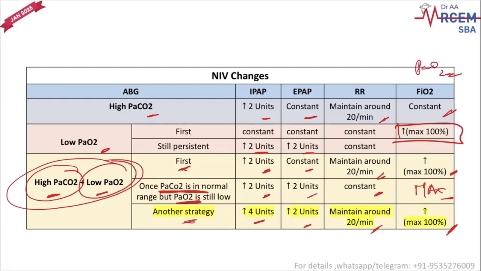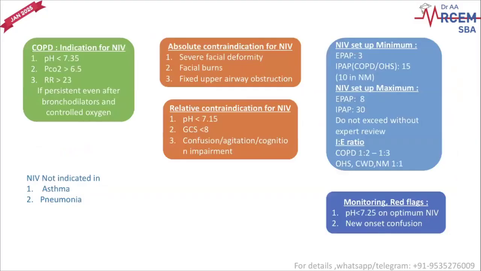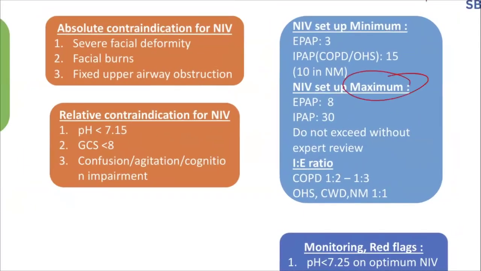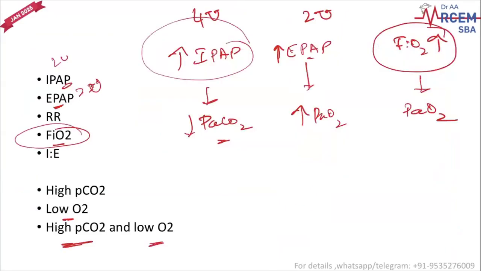These findings are important. One more thing: do not start at very maximum settings. NIV maximum settings, you shouldn't start with. You should always start with minimum settings. Why is it important? Because there is air coming inside his mouth through a large mask. The patient is conscious. He needs to coordinate with the air that is coming.